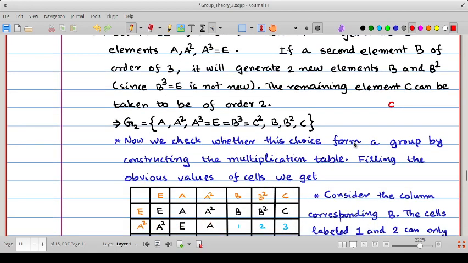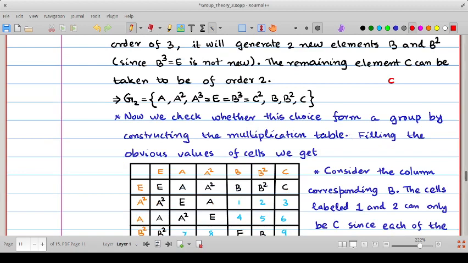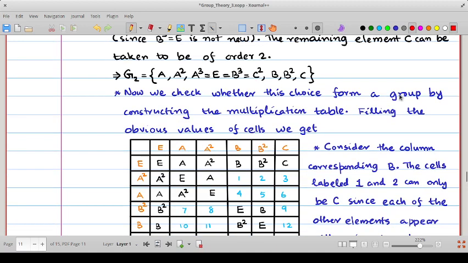So the second choice for a group of order 6 can be taken to be an element A which is of order 3 and an element B which is again of order 3. Together they generate elements A square, A cube is E, so is B cube, and then B and B square, and a third element C, which is of order 2, so that C square is also equal to E. So now we need to check whether it forms a consistent group multiplication table.